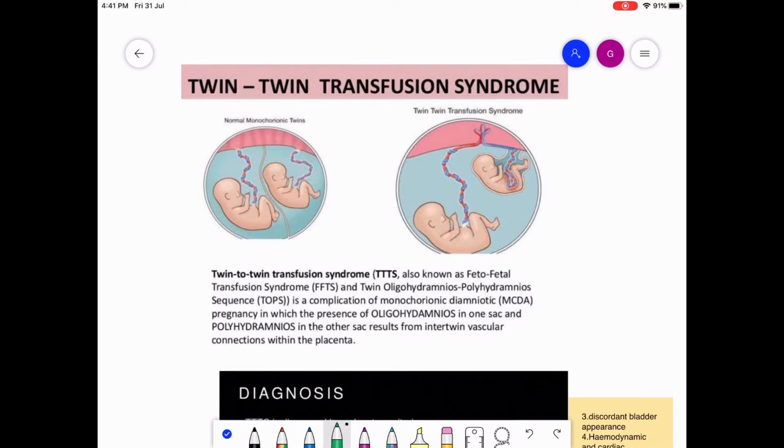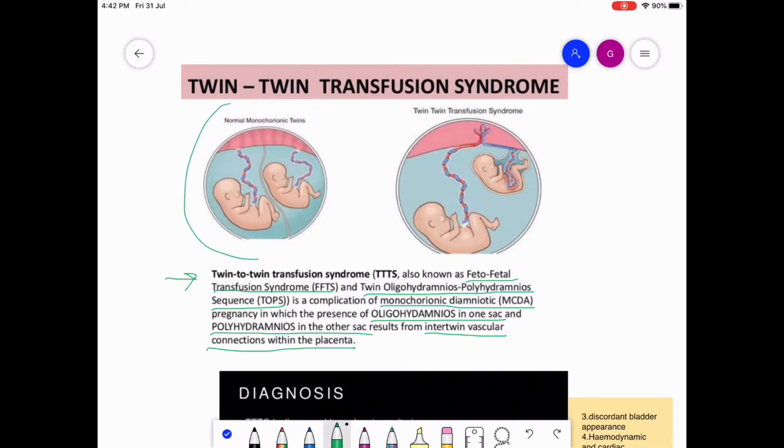As you guys can see, I'm going to read this paragraph: twin to twin transfusion syndrome, also known as feto-fetal transfusion syndrome, and twin oligohydroamnios polyhydroamnios sequence, is a complication of monochorionic diamniotic pregnancy in which the presence of oligohydroamnios in one sac and polyhydroamnios in another sac results from intervening vascular connections within the placenta. So now I am going to explain this.